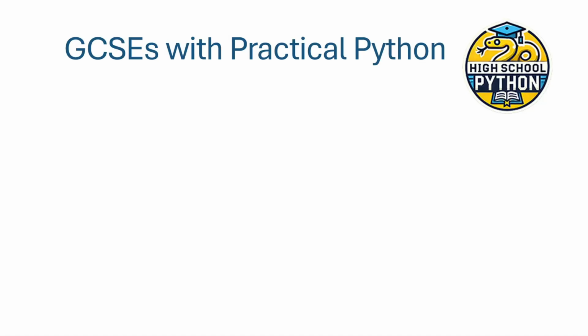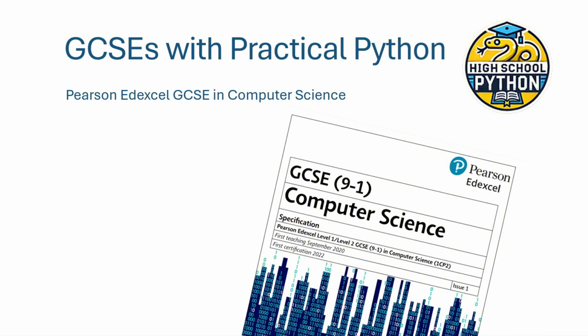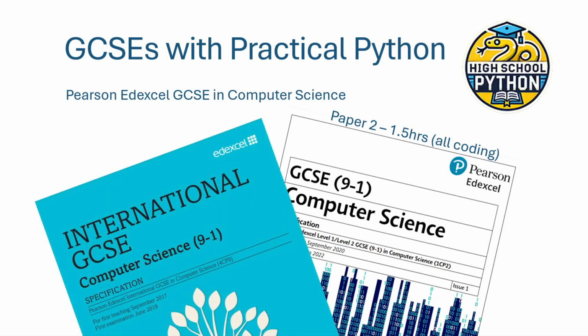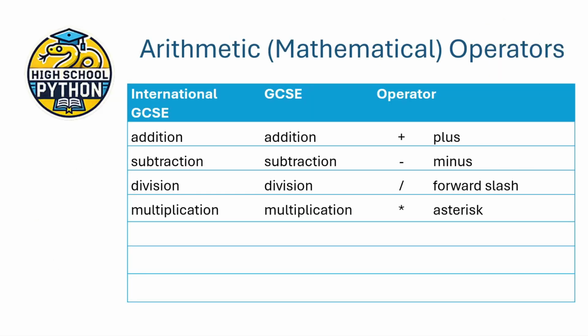The Pearson Edexcel Computer Science GCSE has a 90-minute exam where students answer 6 coding questions. They also have an international GCSE specification, which has a 3-hour paper, but it is a mix of written and practical programming questions. For both specifications, all coding is done on paper too. But there is a slight difference in the arithmetic operators listed in their specifications.